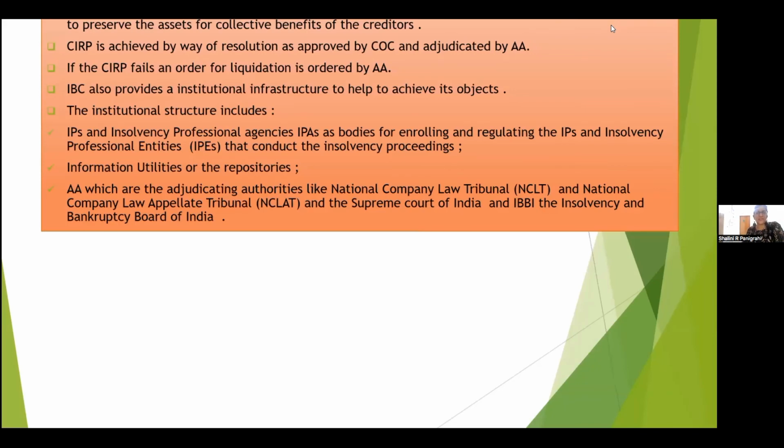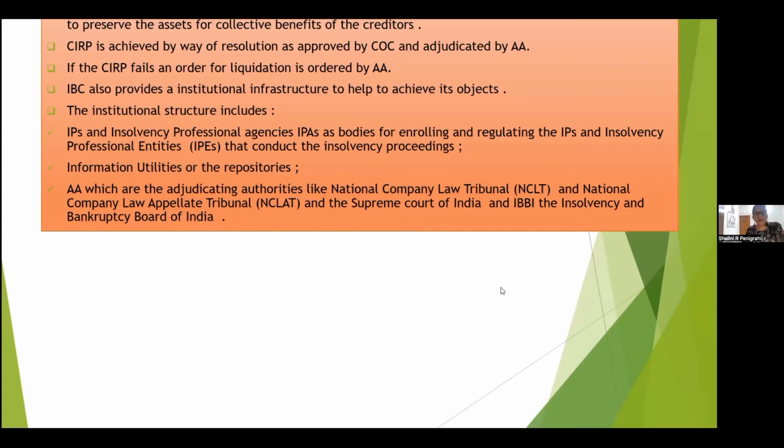So what are the basic features? To preserve the assets for the collective benefit of creditors. CIRP is achieved by way of a resolution as approved by the committee of creditors and the adjudicating authority, which is the NCLT, National Company Law Tribunal. If the resolution fails, the second process is liquidation. IBC also provides an institutional infrastructure to help achieve its objects. The institutional structure of the IBC is very important to understand.